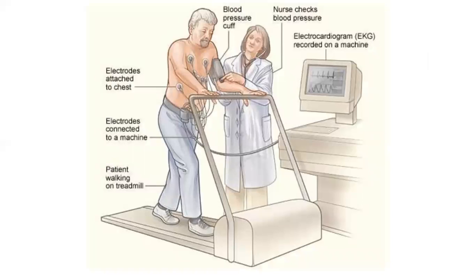Here you can have a look at the picture of EKG. This is electrocardiogram recorded on machines. Here are the blood pressure curves. The patient is walking on a treadmill. Along with it, electrodes are connected to the machine, and some of the electrodes are attached to the chest. And you can see nurse is checking the blood pressure of the patient.